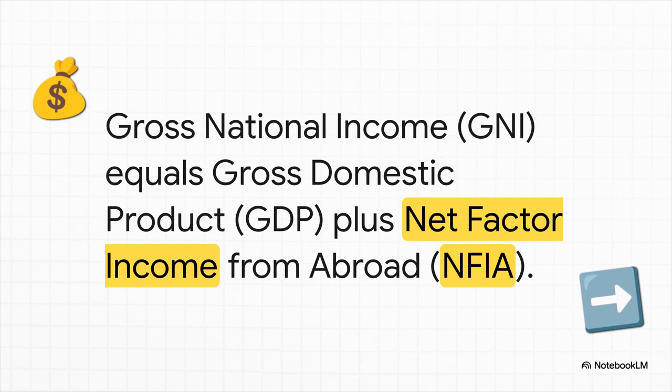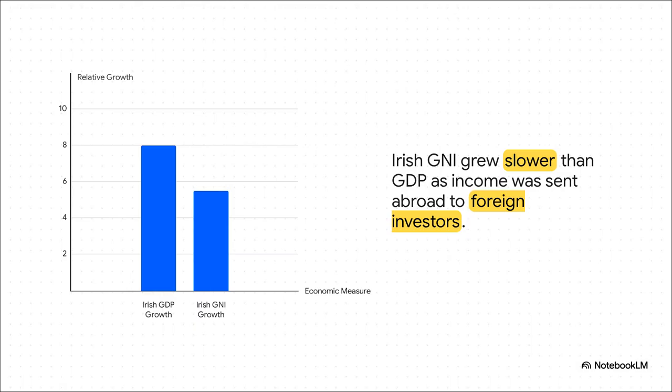Let's look at a real-world example of why this matters so much. Take a look at Ireland back during its Celtic Tiger economic boom. The country's GDP was exploding. Why? Mostly because foreign companies were setting up shop there. But here's the catch. A huge chunk of the profits from those operations was being sent back home to foreign investors.